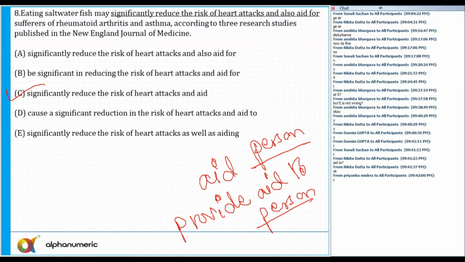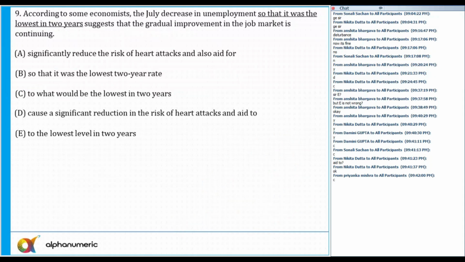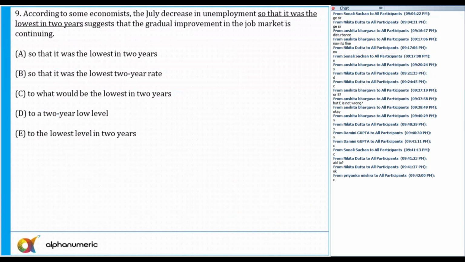Then we come to question number 9. According to some economists, the July decrease in unemployment so that it was the lowest in 2 years. Okay. So what he's trying to say is that in the month of July, the unemployment reached the lowest level in the last 2 years. Okay. So the July decrease in unemployment so that it was the lowest in 2 years suggests that the gradual improvement in the job market is continuing. Okay. So you have marked C.